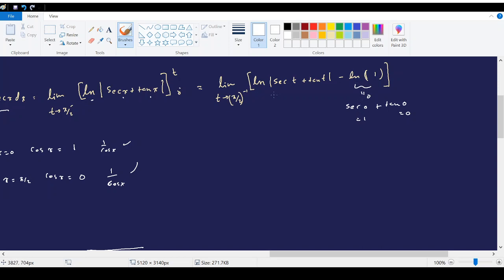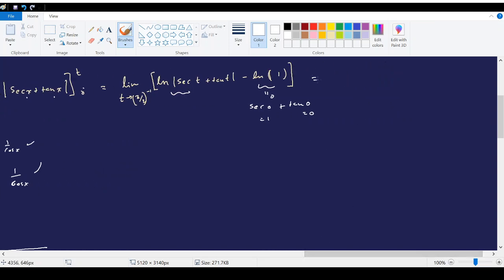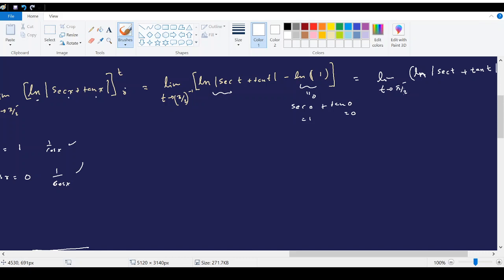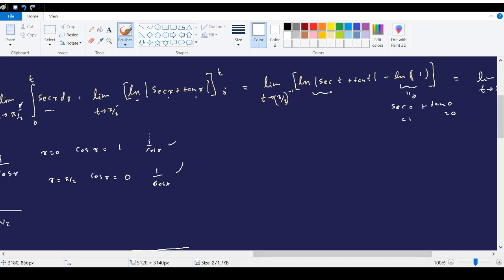Okay, and how about this term? Now we end up with the limit as t goes to pi by 2 from the left hand side of the ln, the natural logarithm of sec t plus tan t. So what will happen to this one? Now we saw that when t goes to pi by 2 from the left hand side, cos x will go to 0. In other words, 1 over cos x will go to infinity.